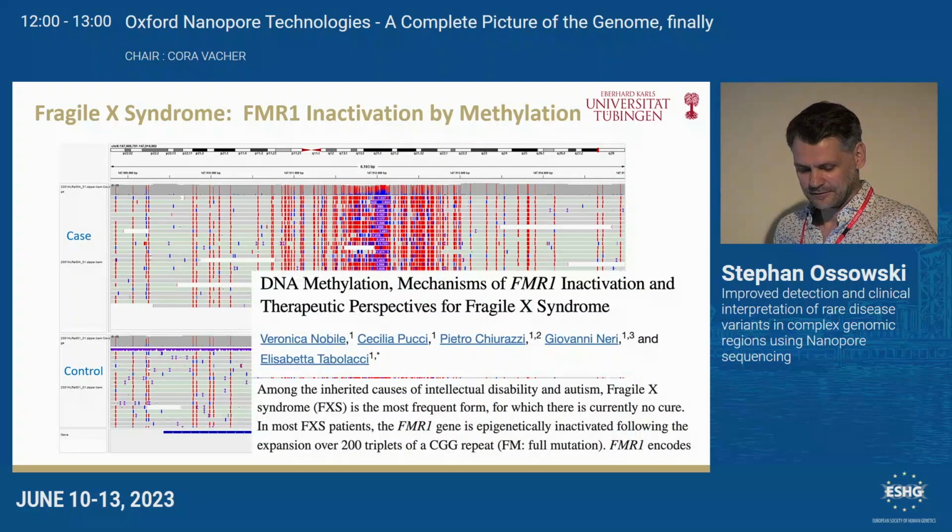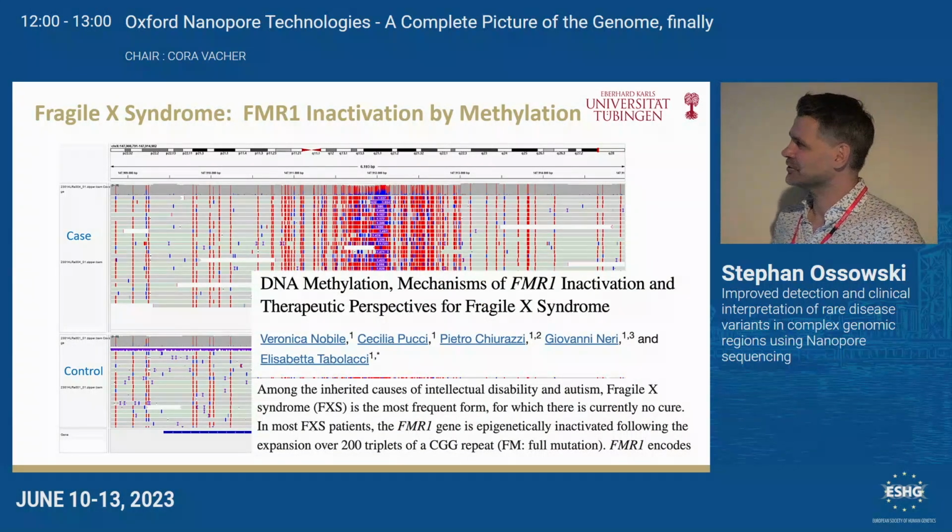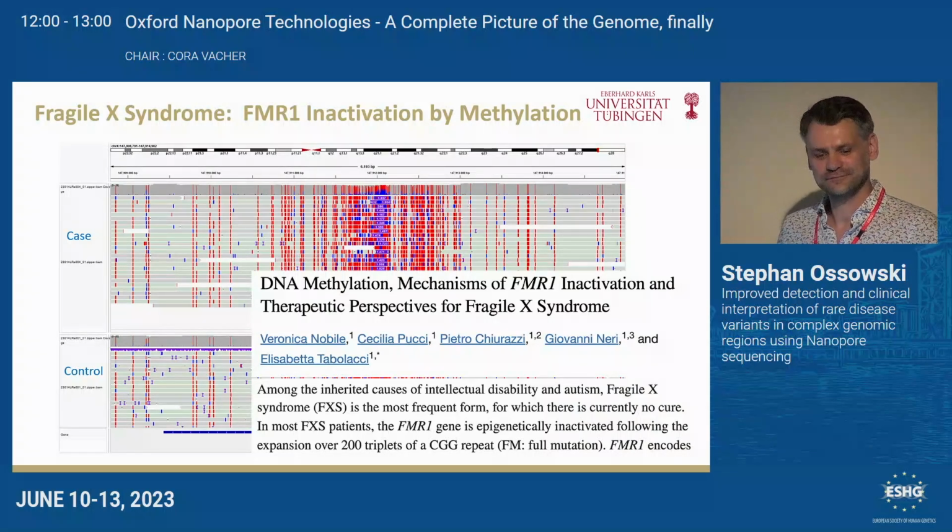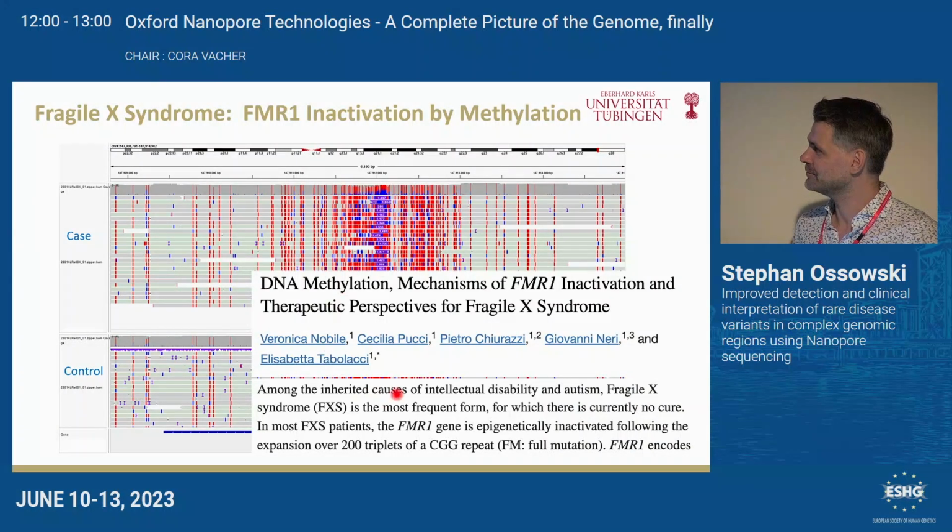So as I'm not a geneticist myself or medical doctor, I always Google the problem and find a good paper, and this one explained to me what is happening: in that syndrome, in most FXS patients, the FMR1 gene is epigenetically inactivated following expansions over 200 triplets of CGG. So that's what you see there, expansion plus methylation change, all in one go.